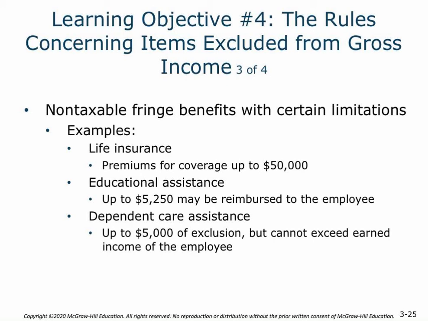And non-taxable fringe benefits with certain limitations. That's going to include life insurance premiums for coverage up to $50,000. So your employer can provide you a $50,000 life insurance policy, and the value of the premiums that they are paying for that coverage is not something you need to report in gross income. And then educational or dependent care assistance, and that's going to be $5,250 for the education and $5,000 for dependent care, and that can be excluded.